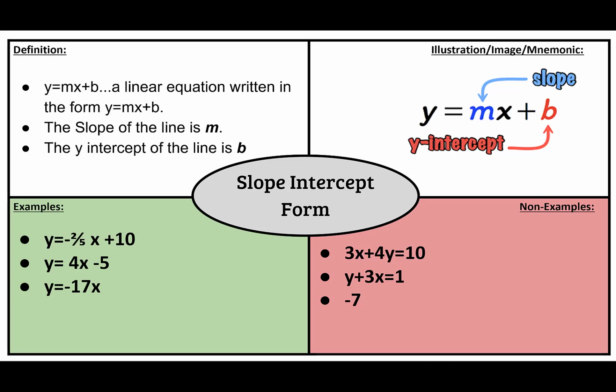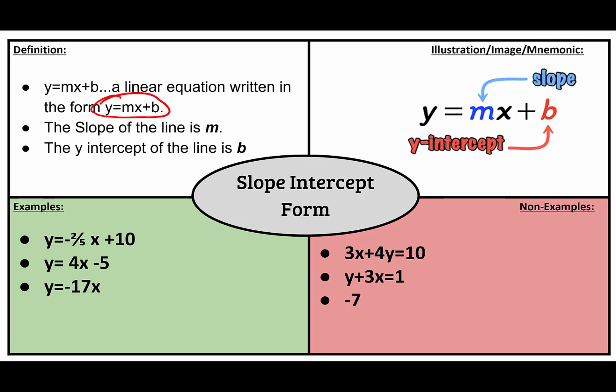Slope-intercept form is y equals mx plus b. It is a linear equation that is written in that form, y equals mx plus b. But so when we talk about slope-intercept form, what we are referring to is the math equation y equals mx plus b.